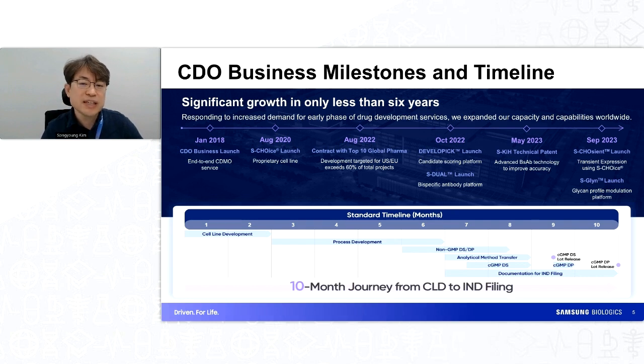So we have been expanding our scope of the service with tech platforms, such as Developing, which is an in-house candidate scoring platform, and SDUAL, a bispecific antibody platform in 2022. We also launched S-Choice, a transient expression platform using S-Cell, our very own proprietary cell line, and S-Clean, a platform for glycosylation modulation.